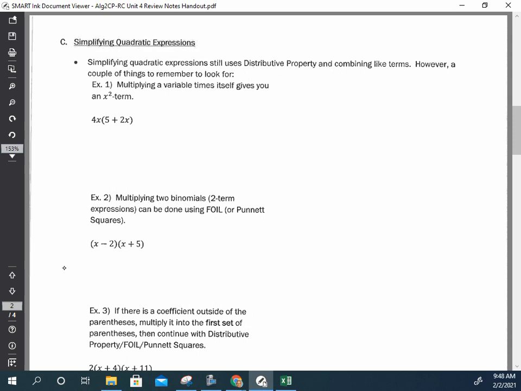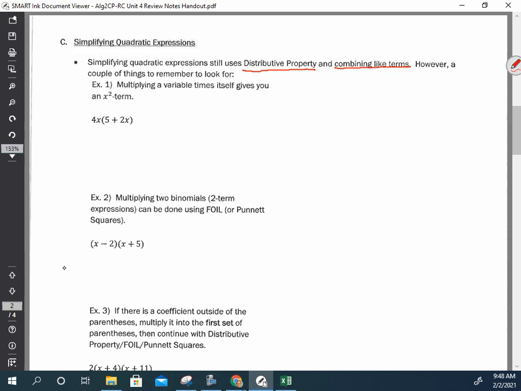Now we'll go to simplifying. So simplifying is very, very similar to what we did in unit number 1. So when we simplify a quadratic expression, you're still using the 2 basic principles from unit number 1. That being distributing and combining like terms. You're still using the same 2 principles. You just have to be a little bit careful with how everything works itself out.